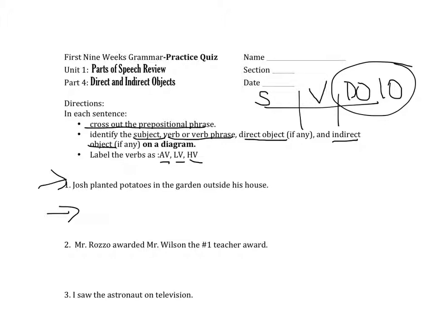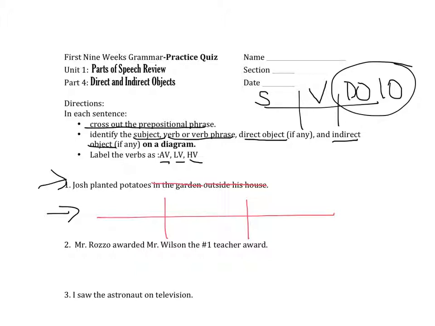So, to start, Josh planted potatoes in the garden outside his house. I would start by crossing out the prepositional phrase outside his house and in the garden, because the subject, the verb, the direct object, and the indirect object cannot be found in that sentence. Now I'm ready to identify the parts.